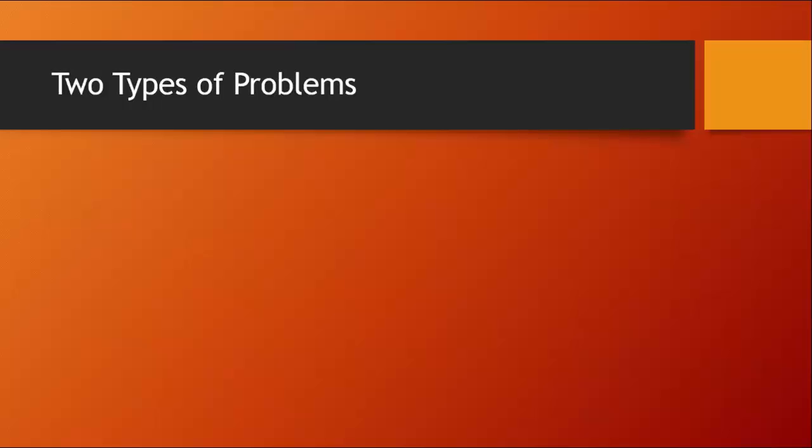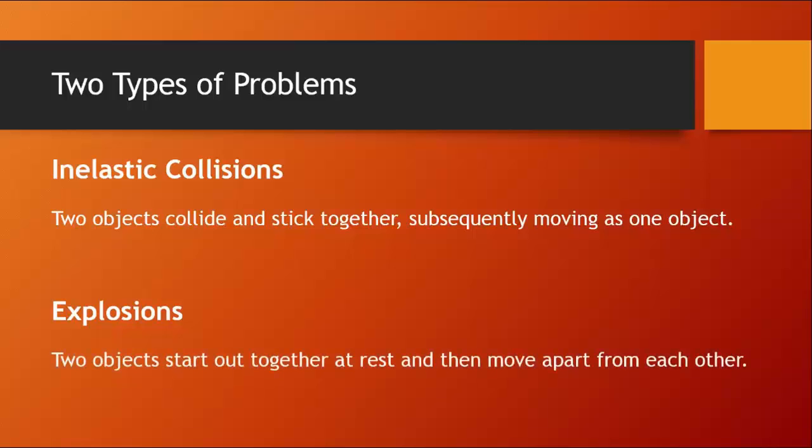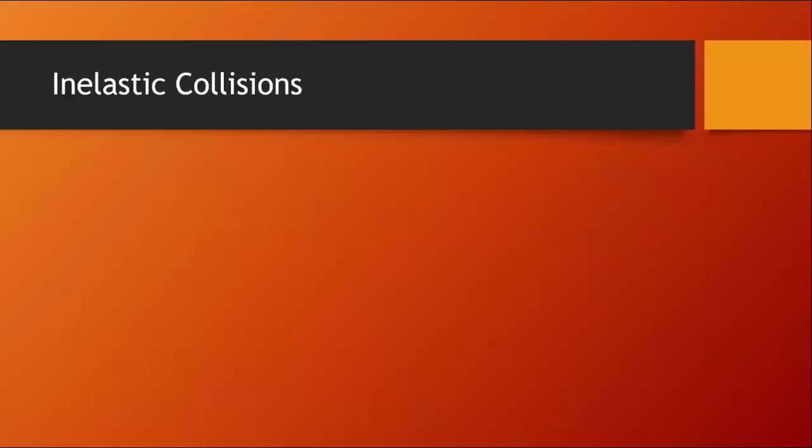There are two main types of problems that we'll be working with that involve the law of conservation of momentum. The first type are called inelastic collisions. This is when two objects collide, like in the previous example, only here they stick together, and subsequently they move as one object. The other type of problem is what I call an explosion, and this doesn't have to have a loud bang. This is simply when two objects start out together at rest, and then for some reason they move apart from each other. Let's start with inelastic collisions.